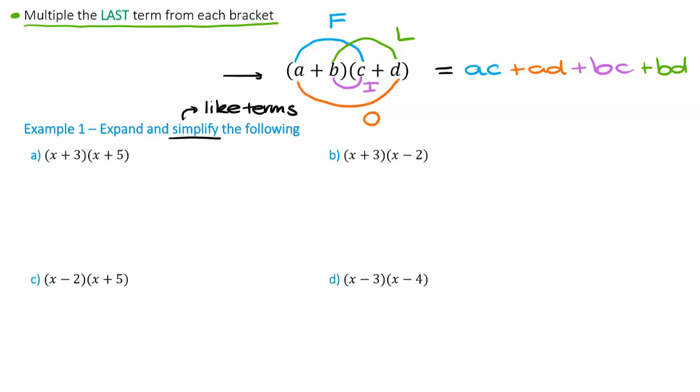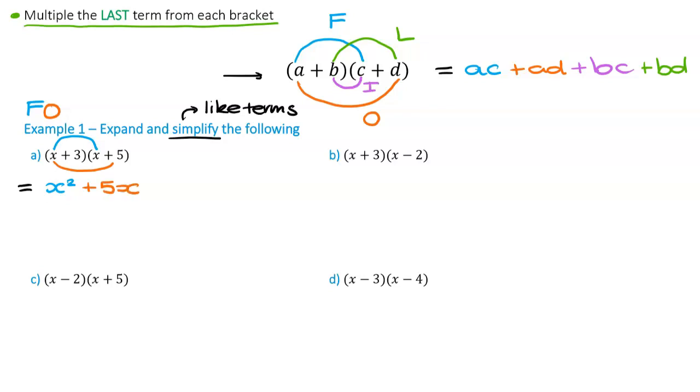Well, first off, we do the first term in each bracket. So it's going to be x times x. X times x is just x squared. That's our F of FOIL. Now we're going to do the outside, O of FOIL. So the outside terms, x times plus 5. So that's going to be plus 5x.